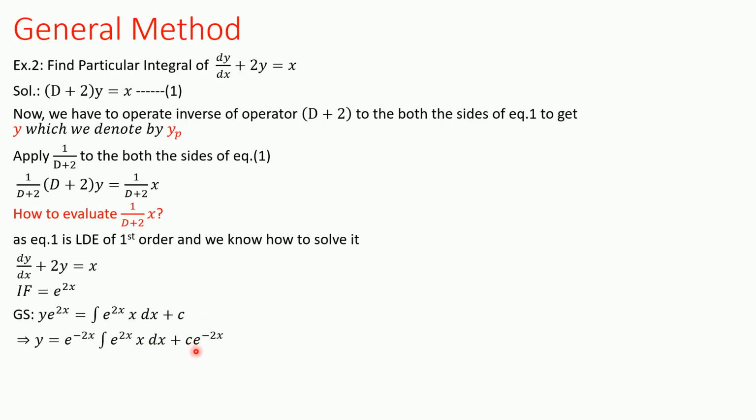Now look here, we don't have to worry about this part, c into e raised to minus 2x, because we can get it by finding the complementary function, which I already showed how to find. So now you can see that 1 upon D plus 2 of x has to be this first term: e raised to minus 2x integration of e raised to 2x into x dx. So this is how 1 upon D plus 2 operates on x.